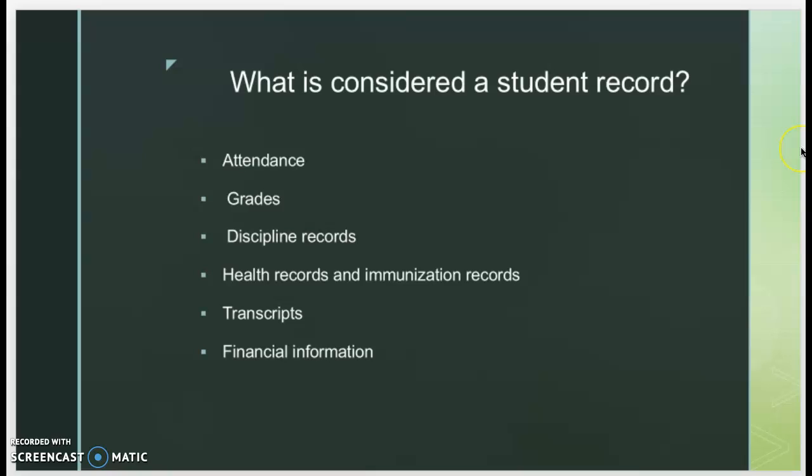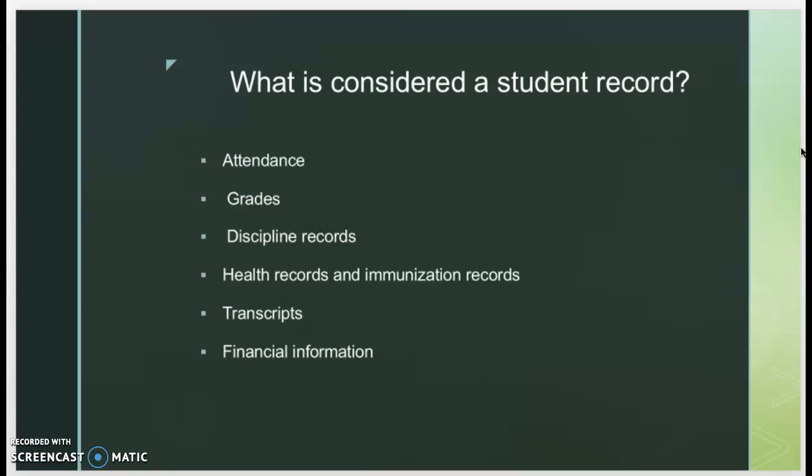Discipline records are also student record, pertaining to the reason the discipline took place and the type of punishment that happened because of the misconduct. All of this is considered to be student record.